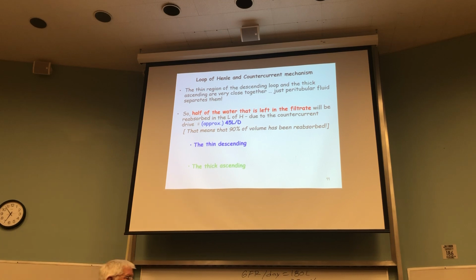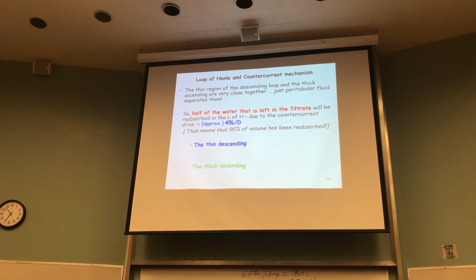Now, the thin descending is made of simple squamous. It is only, and you want to capitalize that, permeable to water. That is it. Therefore, what is it not permeable to? Any other solute.